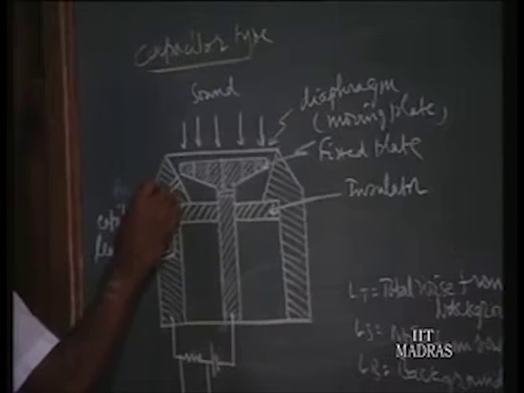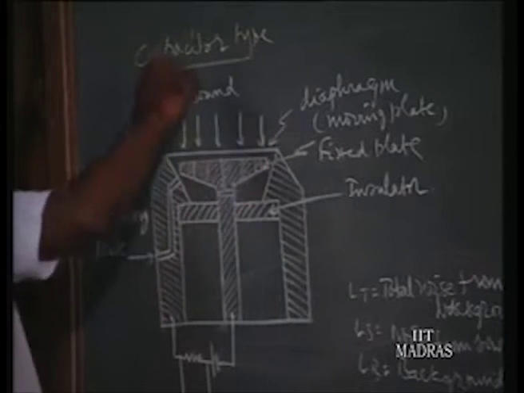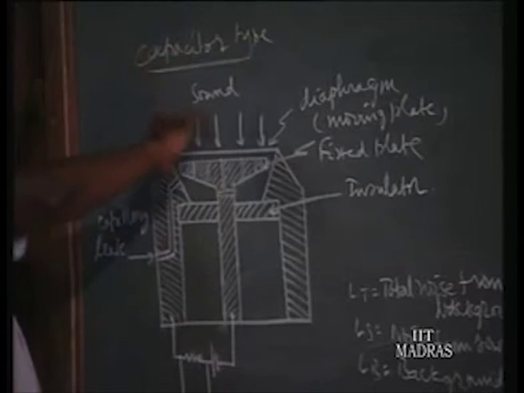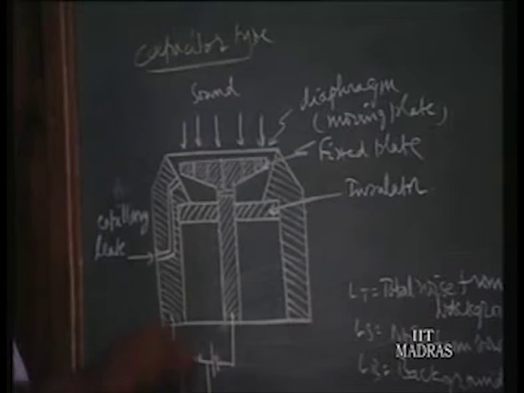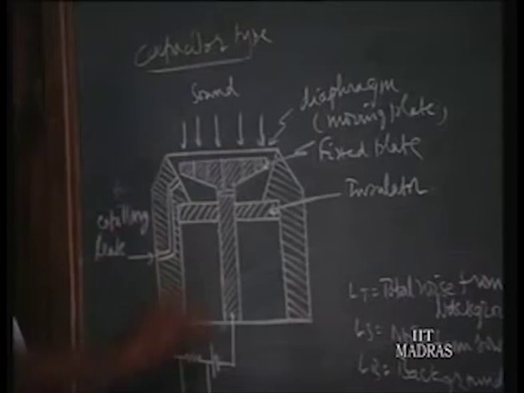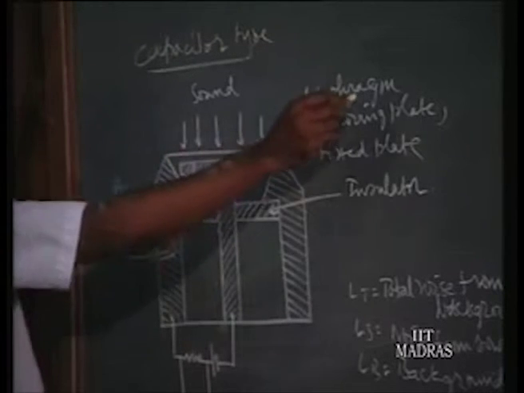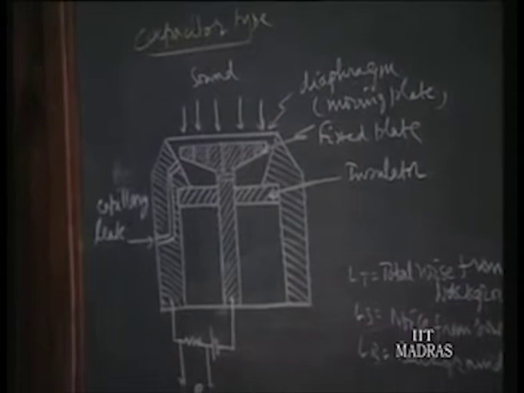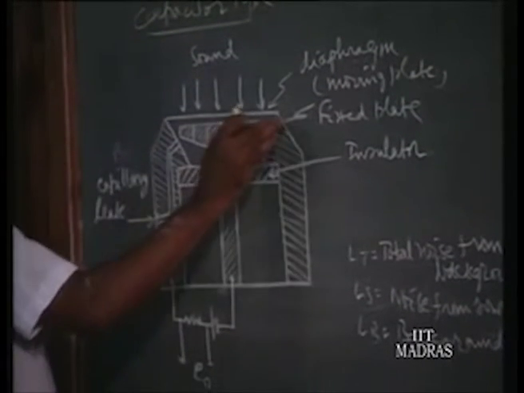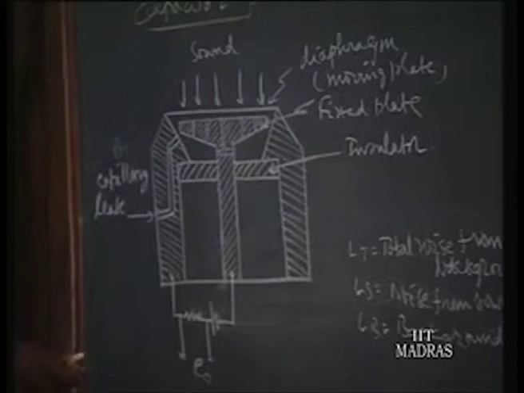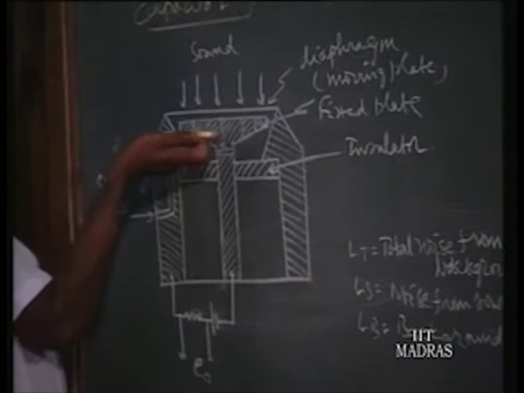The capacitor is made up of the diaphragm on which the sound pressure is falling. Sound impinges on that surface, and depending upon the compression and rarefaction, the diaphragm moves to and fro, vibrates. That constitutes the moving plate. The diaphragm is the moving plate. The diaphragm is of the order of a micron thickness, a metallic diaphragm fixed over the edges around the circumference. It's a circular diaphragm. Below that we have the so-called fixed plate.